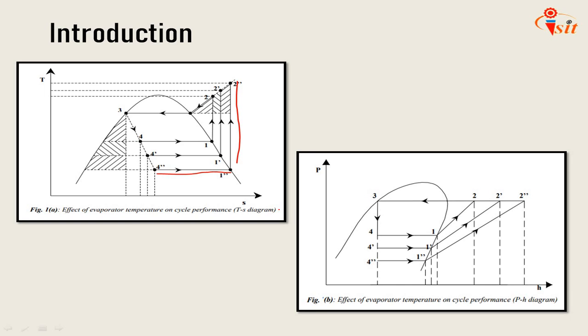Generally, for fluorocarbon and ammonia-based refrigeration systems, a single-stage system is used up to an evaporator temperature of -30 degrees Celsius. A two-stage system is used up to -60 degrees Celsius and a three-stage system is used for a temperature below -60 degrees Celsius.